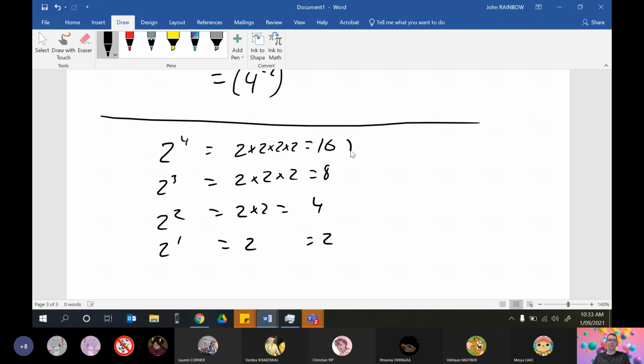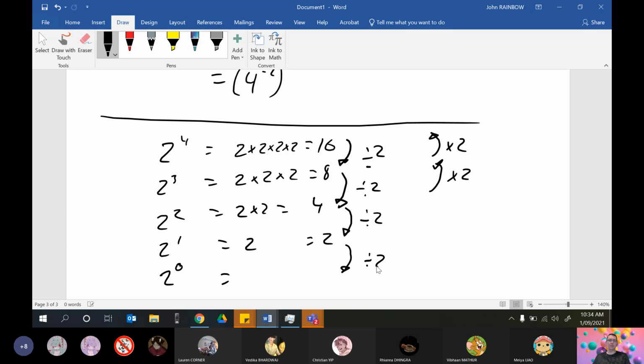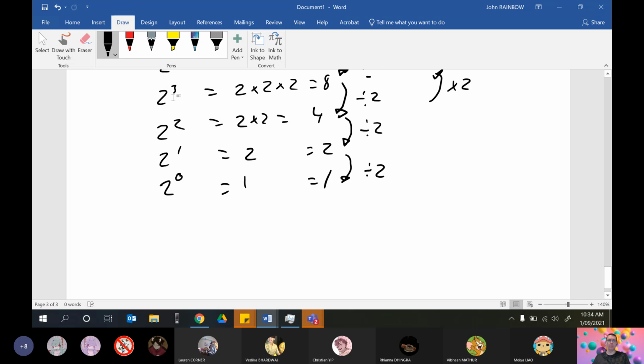If you look at the pattern here, what am I doing every time? We've actually got 1 less 2. So I'm dividing by 2 every time. Because if you go up, you're just adding a multiple of 2. So it makes sense that if you're going down, you're going to divide by 2. So to follow that pattern, we're minusing 1 index every time. To follow that pattern, 2 to the power of 1 is just 2. If I divide that by 2, that equals 1. That's why the power of 0 is 1.